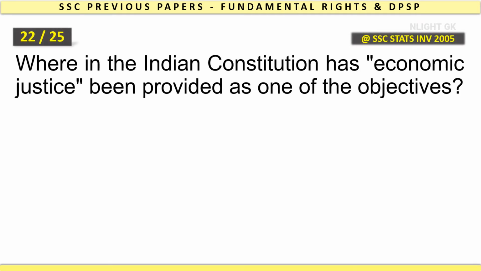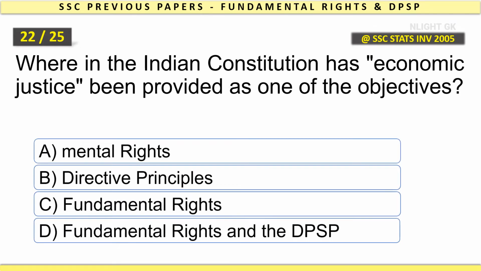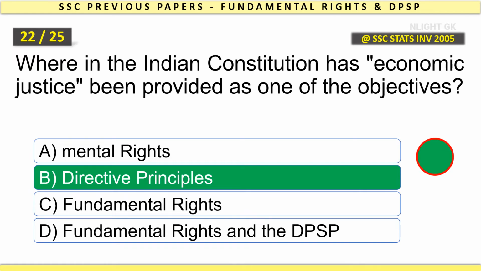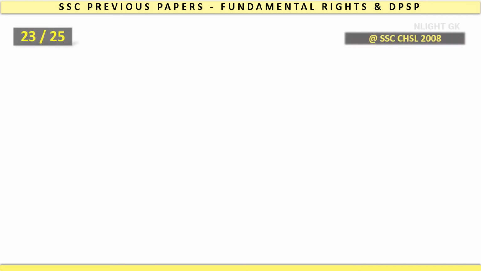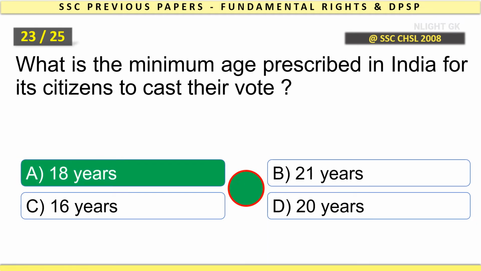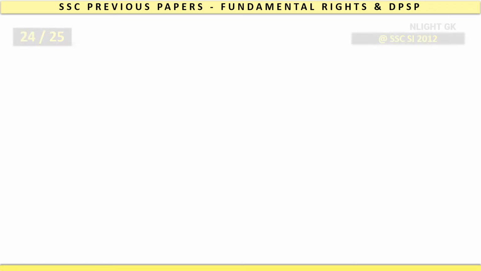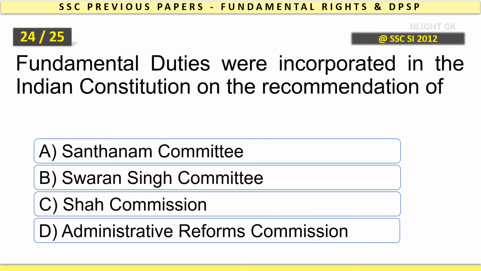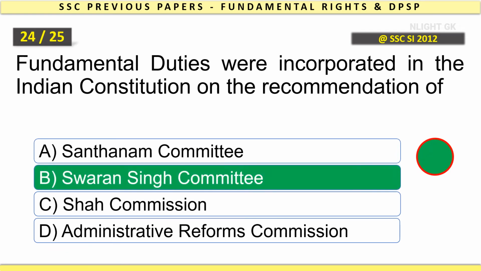Where in the Indian Constitution has economic justice been provided as one of the objectives? Directive principles. What is the minimum age prescribed in India for its citizens to cast their vote? 18 years. Fundamental duties were incorporated in the Indian Constitution on the recommendation of the Swarn Singh Committee.